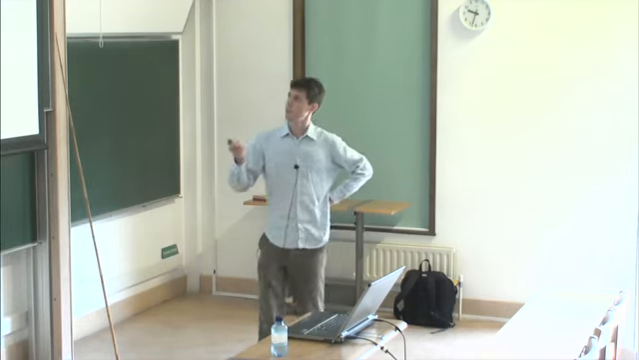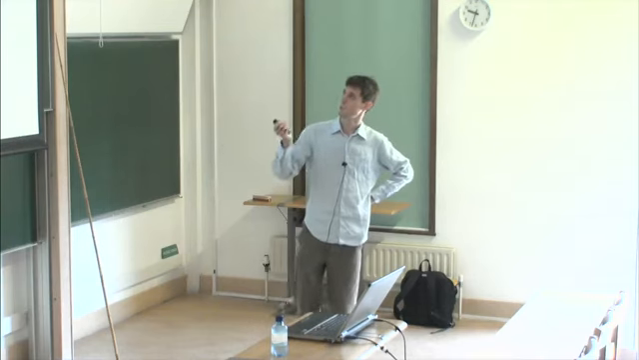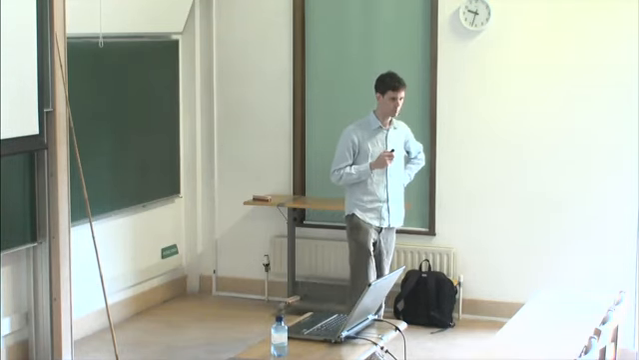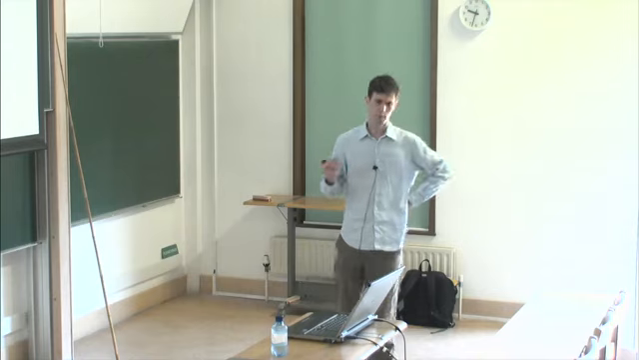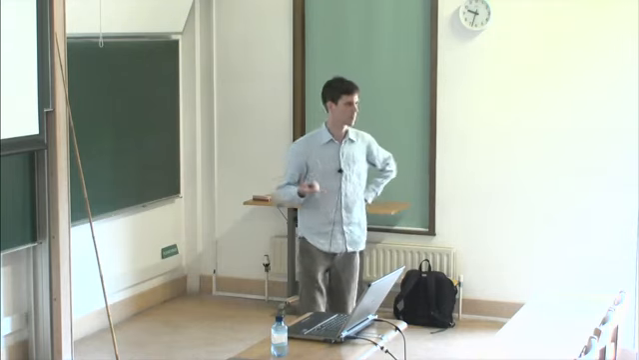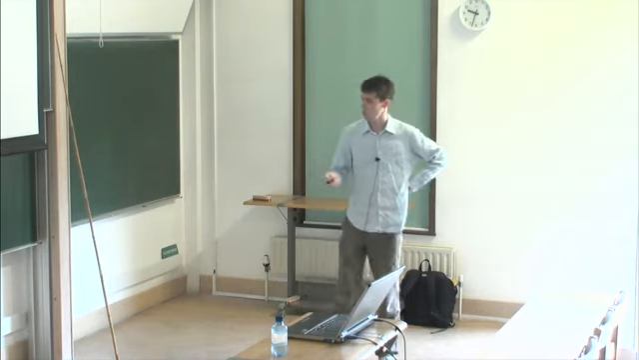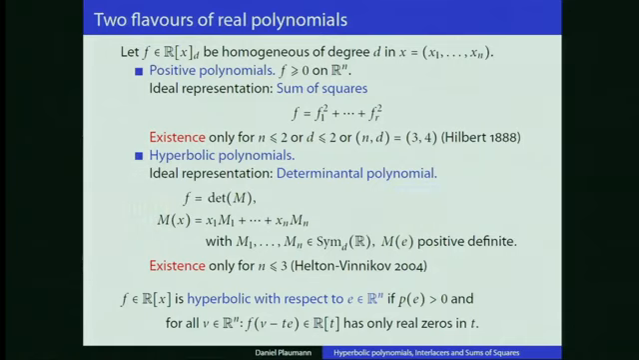And you have in both cases these characteristic representations, sums of squares and determinantal representations. And in both cases, it's known that these representations cannot always exist. It's only in exceptional small cases. So for sums of squares, only if n is at most 2 or d is at most 2, or the one non-trivial exceptional case, n equals 3 and d equals 4, due to Hilbert.